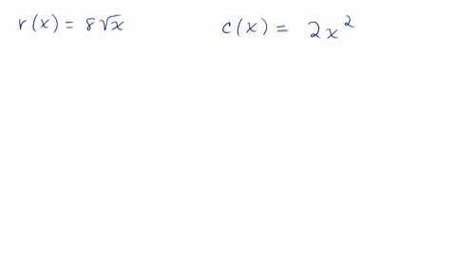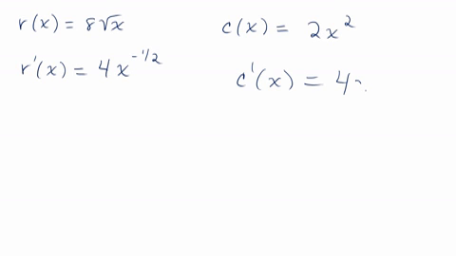So here we have our revenue and cost functions, and to find maximum profit again, we want to set marginal revenue equal to marginal cost. So marginal revenue, or r prime of x, would equal the derivative of 8 root x. So again, we think of that as 8x to the 1/2. So this would be 4 times x to the negative 1/2. And the marginal cost function, c prime of x, would equal 4x.